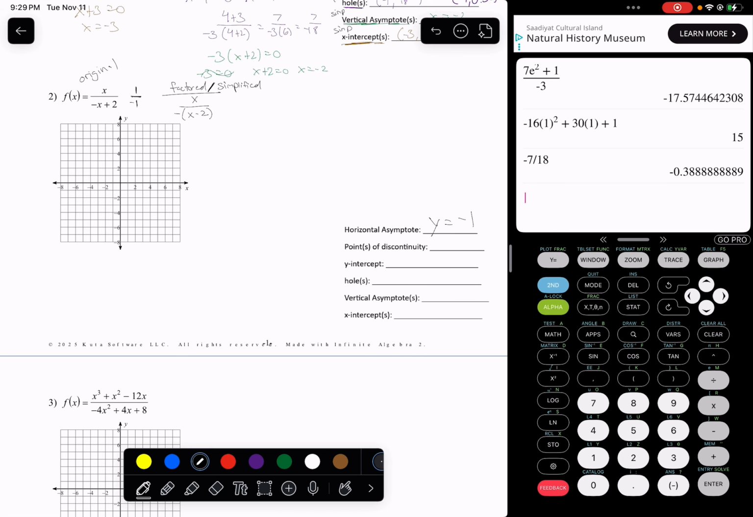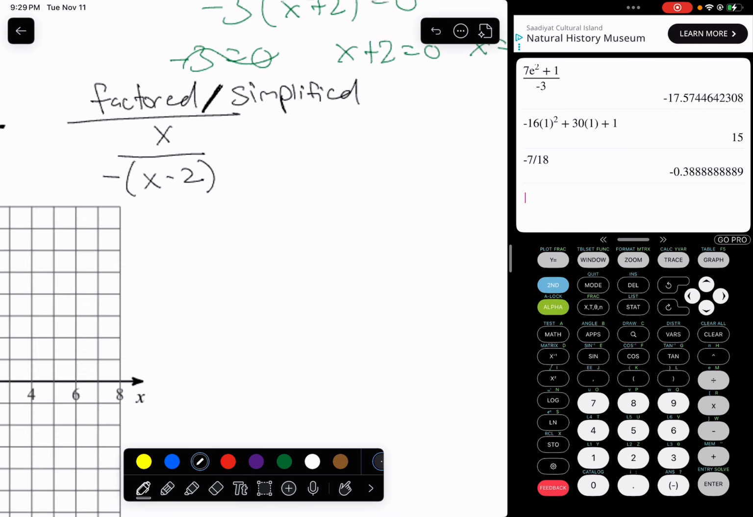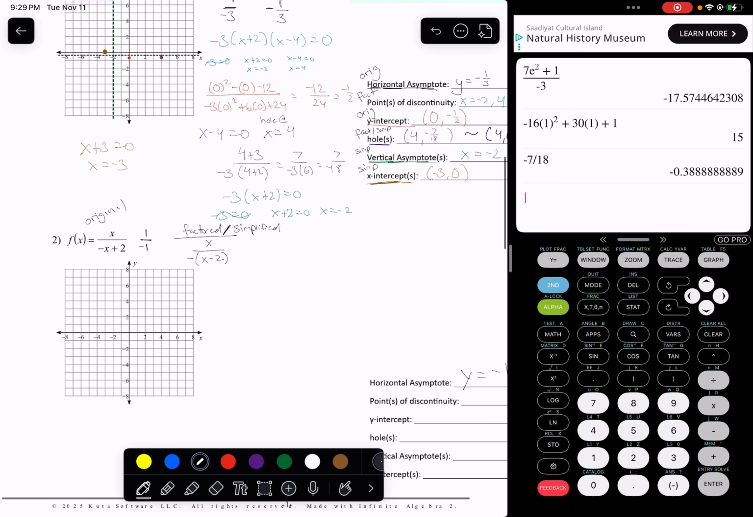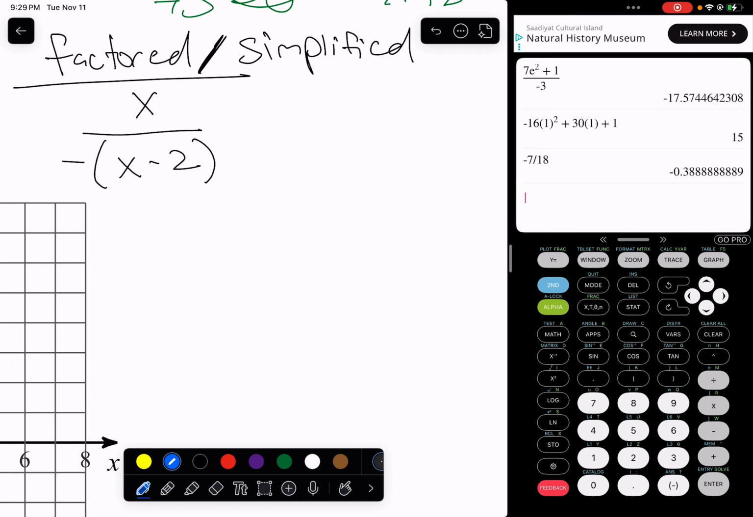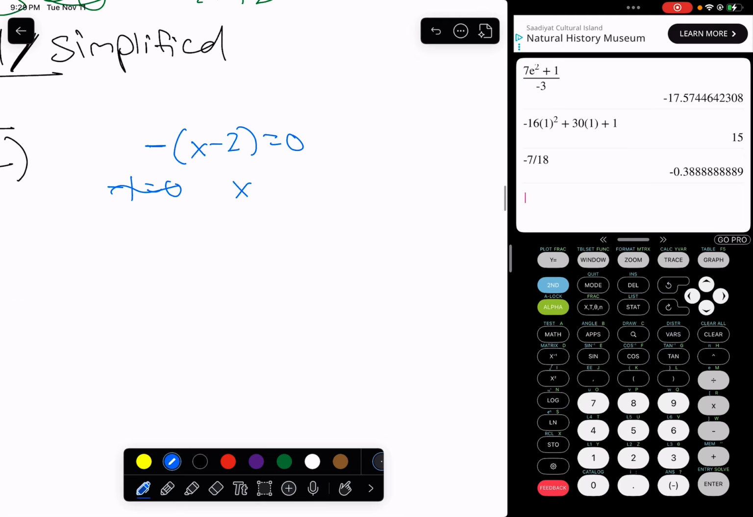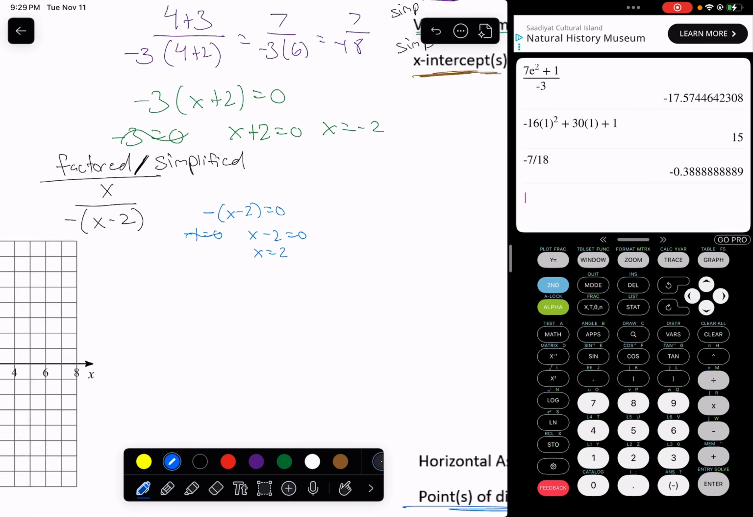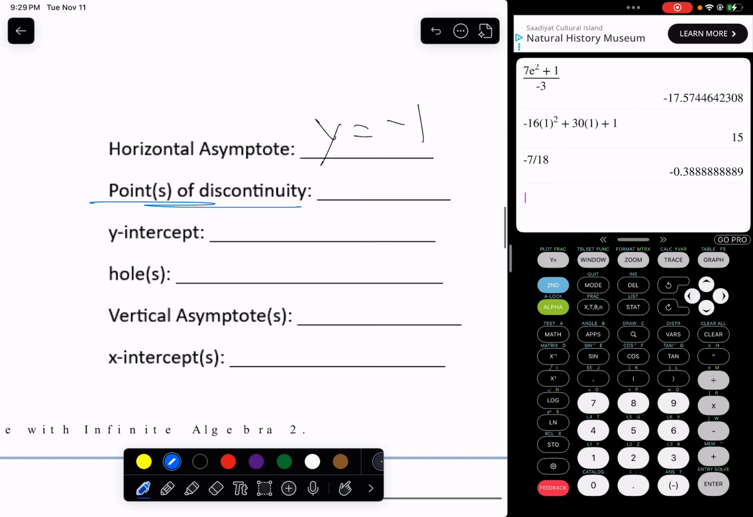All right, so then for my points of discontinuity, I use my factored form, and I just set my denominator equal to 0. All right, so I've got negative x minus 2 is equal to 0. This negative is like a -1. I can't make a -1 equal to 0, so it doesn't help me. X minus 2 equals 0. I get that x is equal to 2. So my point of discontinuity here is going to be at x equals 2.